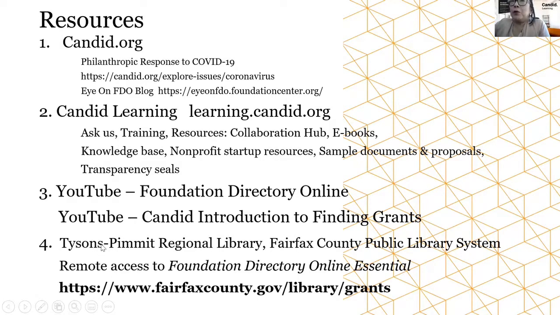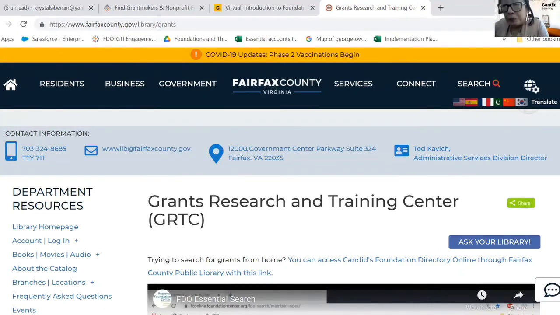And very, very importantly, at the Tysons-Pimmitt Regional Library, which is part of the Fairfax County Public Library System in Virginia, please note the link I have on the screen below for you. There is a special area of their website that you can go to learn about the role that the Tysons-Pimmitt Regional Library plays in philanthropy on the ground in Virginia. They will give you a link to the Remote Access Tool Foundation Directory Online there. So in Fairfax County, that center is called GRTC, the Grants Research and Training Center.